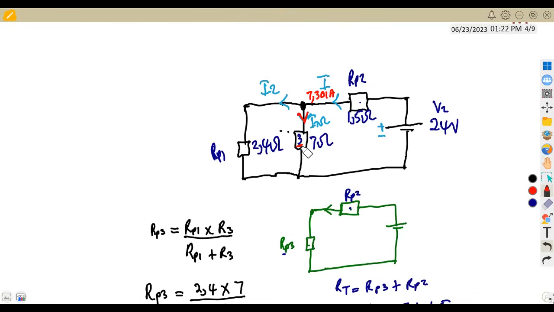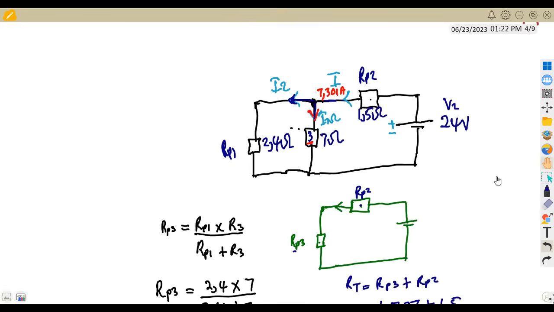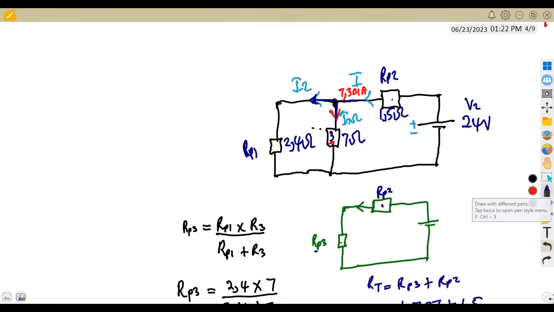So if we check according to the current divider rule, this current here is the one that is going to feed the 7 ohm, and it branches to the RP1. So meaning we can calculate the current across the 7 ohm resistor. Remember, the current divider rule states that, all right, so applying the current divider rule, we are saying the current across the 7 ohm resistor. This is the current across the 7 ohm resistor, but this is for our first circuit.